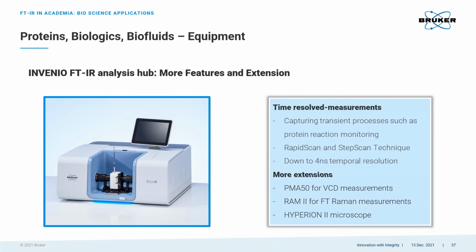There are also more extensions which might be of use for your highly sophisticated analysis. Just to name a few, we can supply the external modules PMA50 for VCD measurements, the RAM2 for FT-Raman measurements, or our microscope Hyperion II for spatially resolved measurements. The microscope Hyperion II actually is a very good chance to pass the word back to Martin, as we are now leaving the macroscopic world and turn towards applications where microscopic and spatially resolved IR analysis is used.